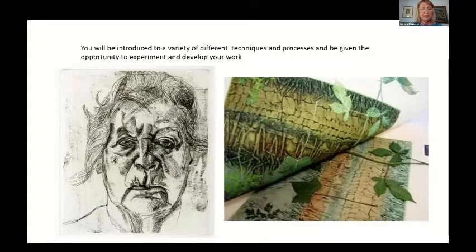The one on the left is called etching. This is actually acid etching, but we do dry point etching. We have at Abbey College a lovely press actually where we can do lots of stuff with that. The one on the left is by an English artist called Lucian Freud.